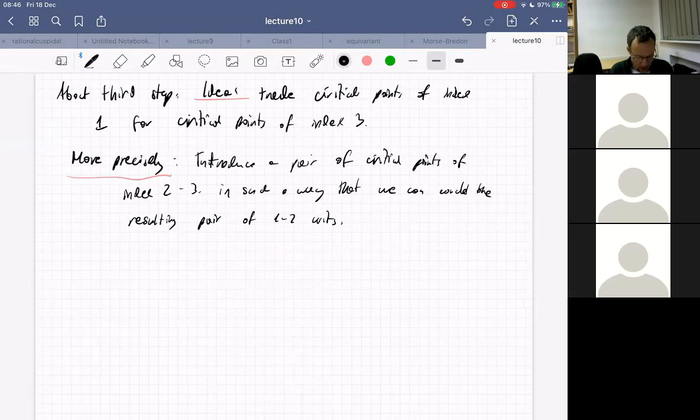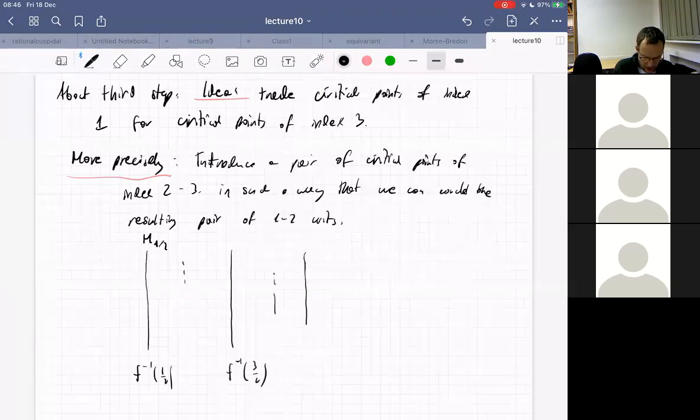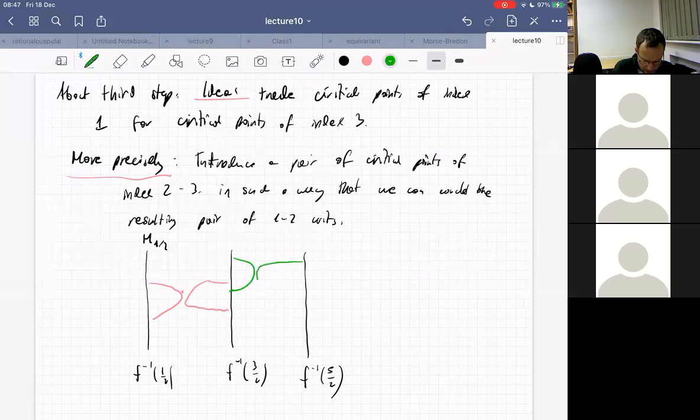Okay, so how do we start? First, we need to be careful. If we introduce a critical point of index 2, we need to make sure that it forms a canceling pair with the critical point of index 1. Let me call it m1/2. Here we have f inverse of 3 over 2, f inverse of 5 over 2. We have level sets, and these critical points should be drawn like this, and maybe like that. And of course, below the level set f inverse of half, we have precisely one critical point.